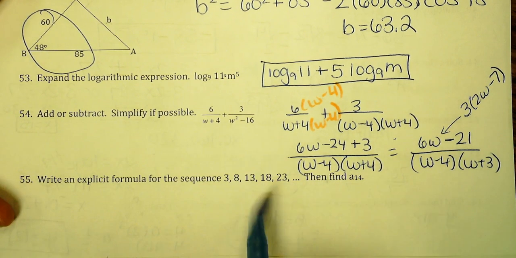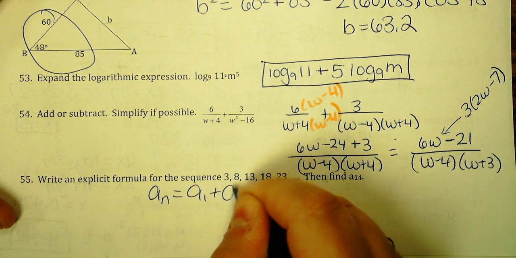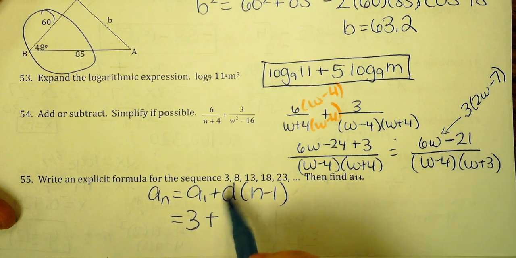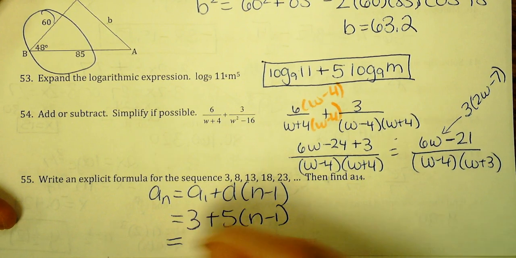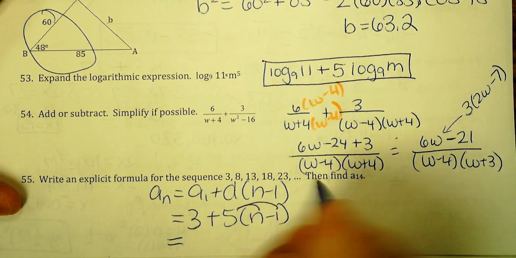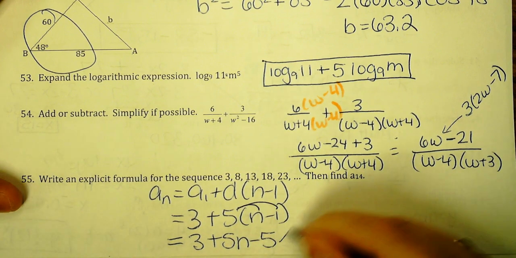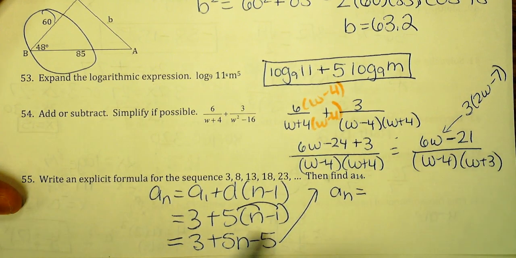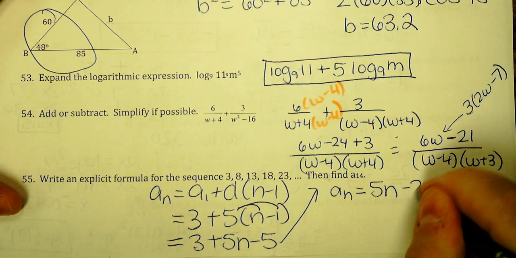Explicit formula, we're adding 5 every time, so a sub n equals a sub 1 plus common difference times n minus 1. Your first term is 3. Each time between the terms here, I'm adding 5. Do not add the 5 and 3 together. You have to do distributive property first in your order of operations. And I'm running out of space, but any term I want, if I combine like terms here, should be 5n, negative 5 and 3 is negative 2.